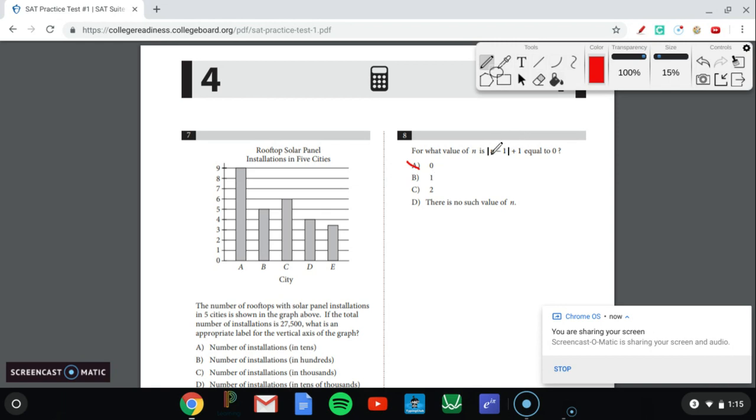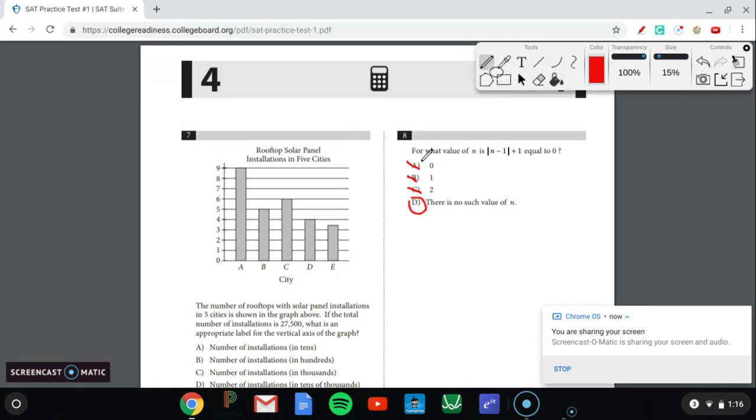Plug in 1, you'll get 0 plus 1 is 1, not 0, so that doesn't work. If you plug in 2, again, you're going to get 1 plus 1 is equal to 2. Again, not 0. So yeah, I only plugged in 3 choices, so I don't know for sure there's no value of n, but one of these 4 choices, A, B, C, or D, has to be true. If it's not A, it's not B, it's not C, then it's going to be D.